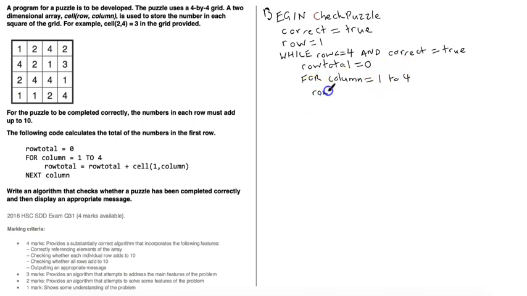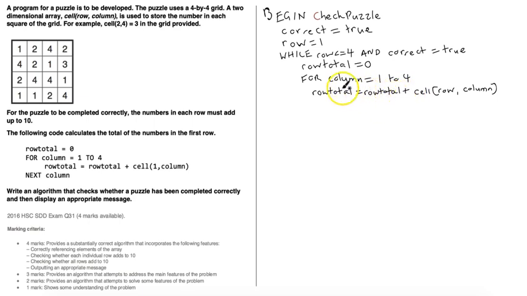Row total equals row total plus. So we're just continually adding to the total every time we go through a column, and that's going to be cell, and then row, comma, column.